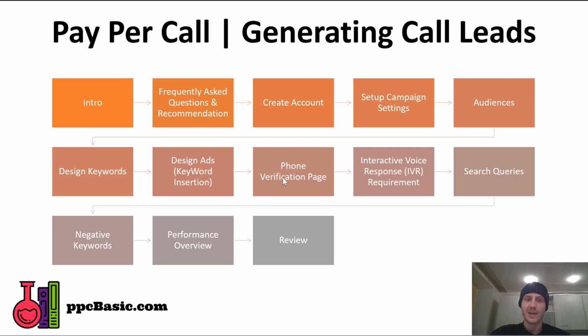We did a phone page verification, and that simply involves making sure that your phone number is on your website that you are going to use in your ad copy. And then we covered the interactive voice response system requirement by Google, and this simply requires that your business name is in the phone call itself. And then we briefly touched on search queries, where to find them, the negative keywords that you can type in to make sure that your ad does not show up for those negative keywords, and then a brief performance overview, as well as how to add the conversion metrics into your table.